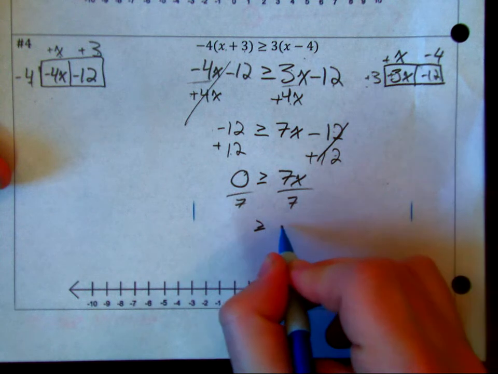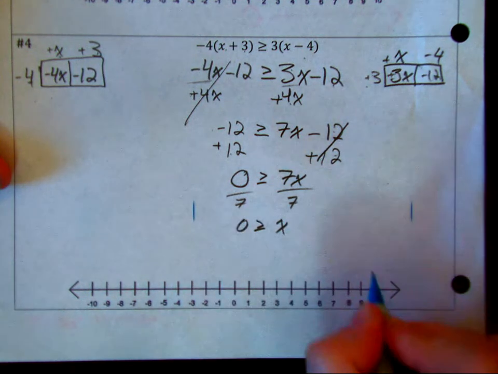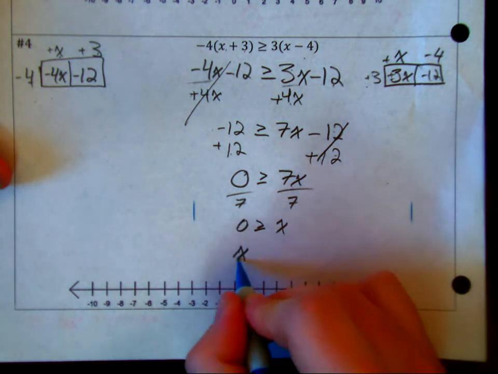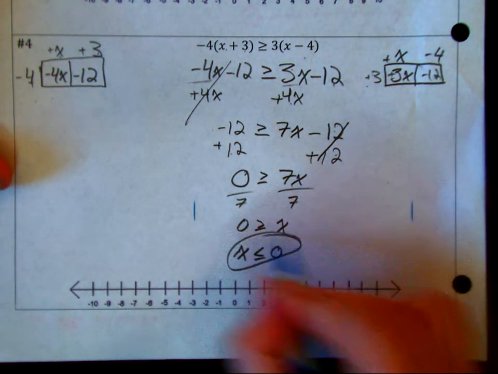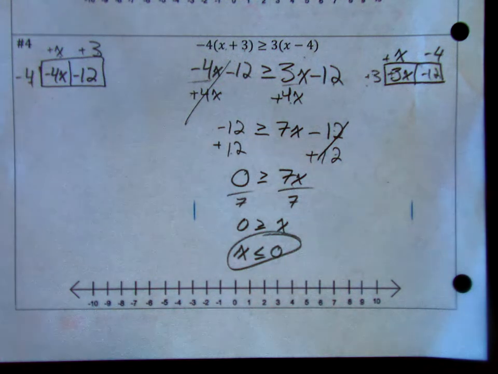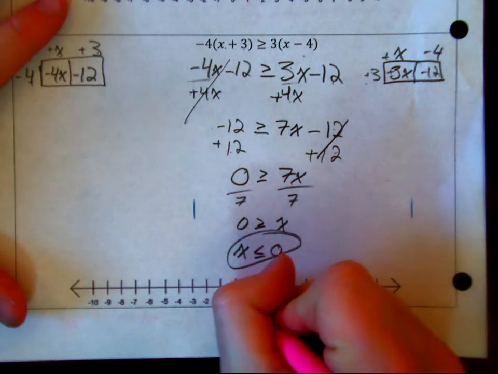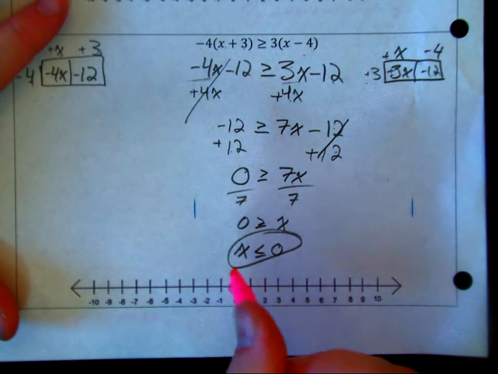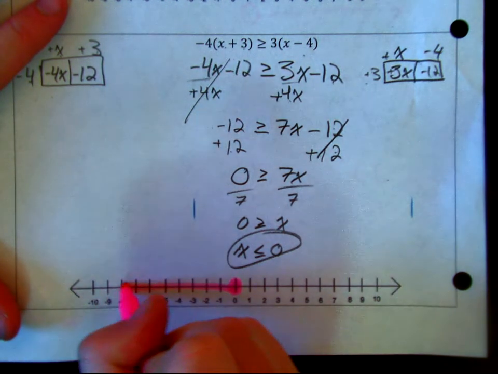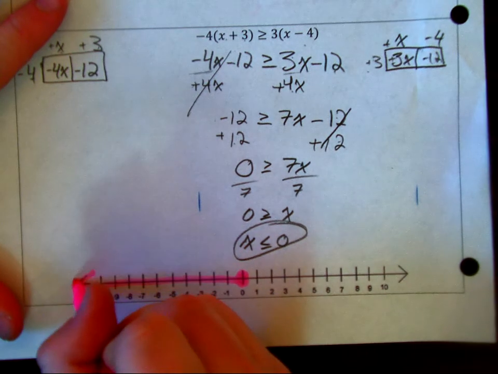And so I'm going to say x is less than or equal to 0. So again, I have a filled in circle on 0, and I'm going to shade in everything to the left, saying everything less than or equal to 0.